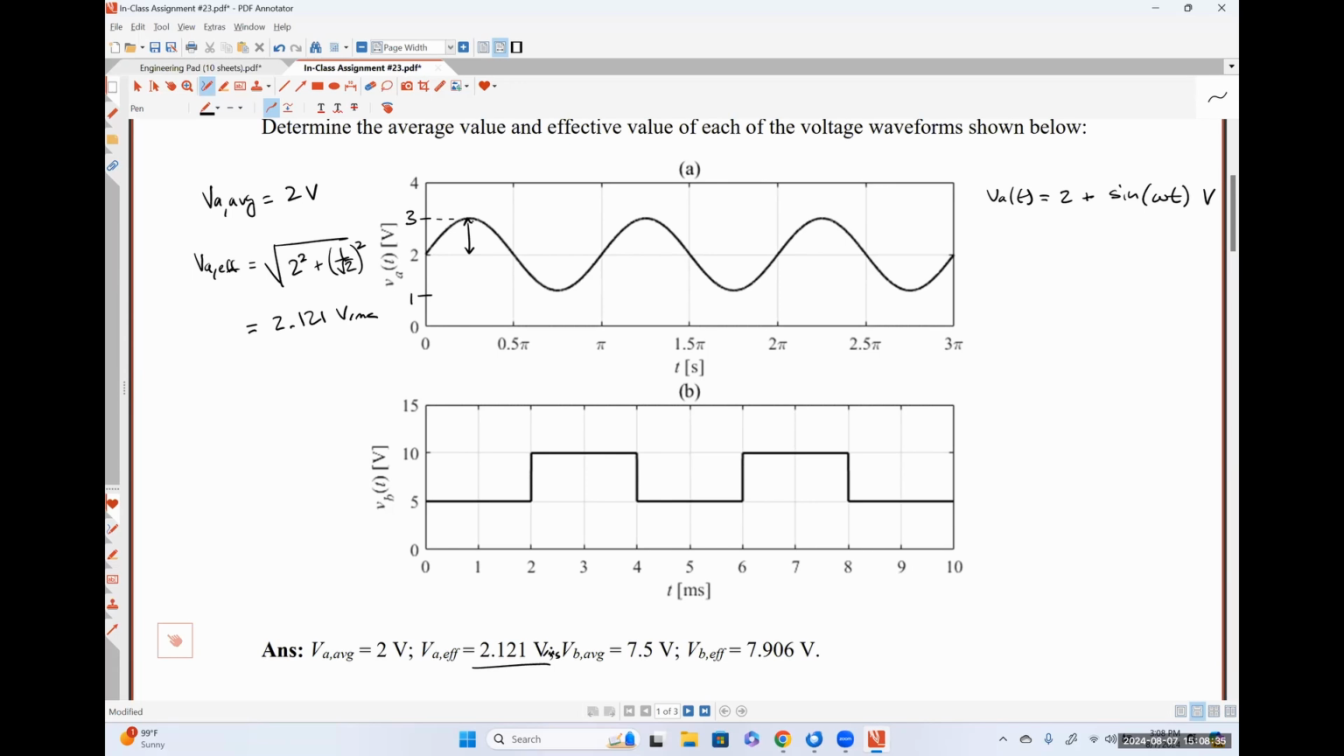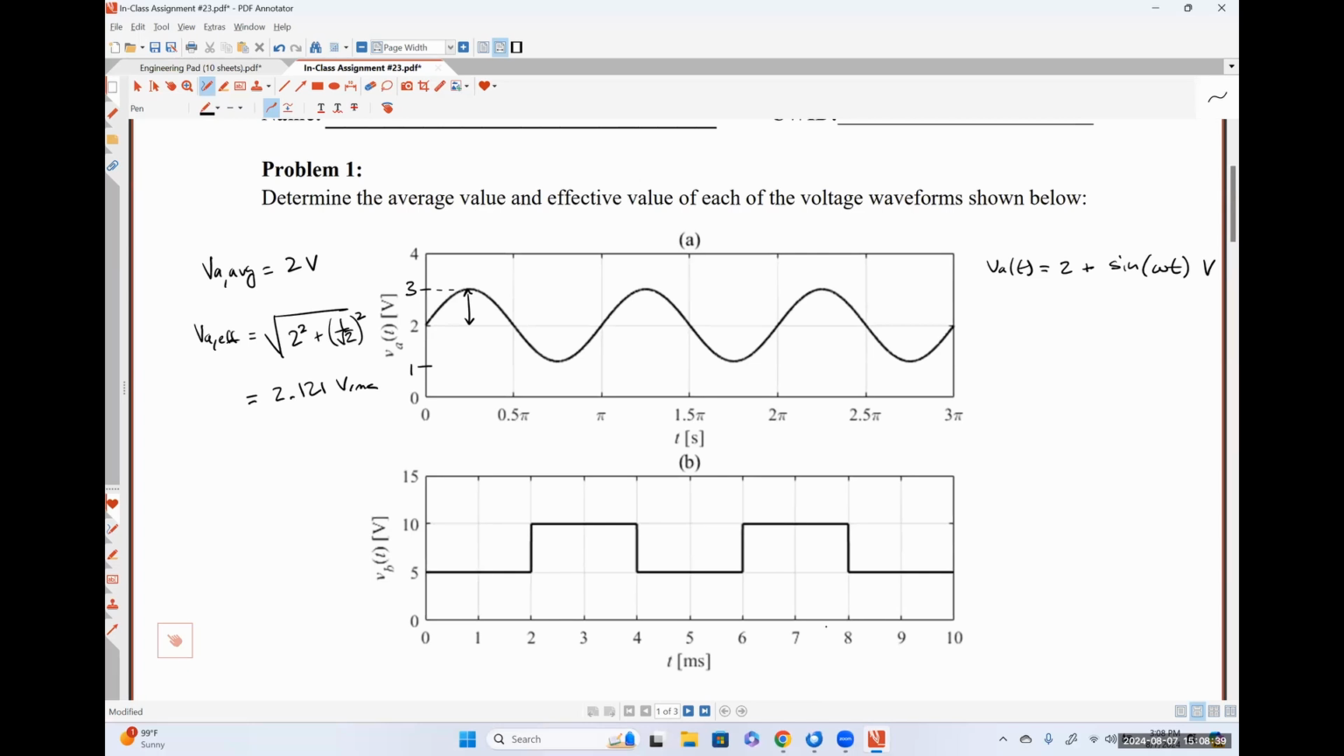All right, so now let's look at part B. So I know that the answer was literally right there, but eyeballing this thing, what do you think the average value of VB is? 7.5 volts. Yeah, because half the time it's 5 and half the time it's 10. So on average, it's 7.5.